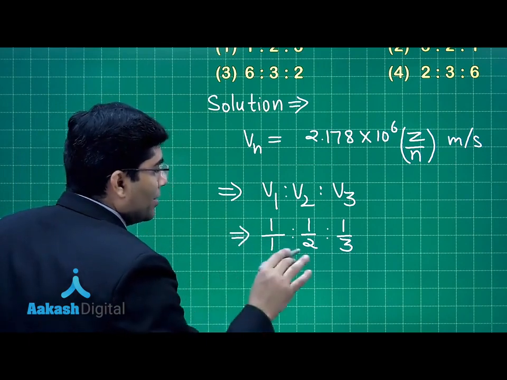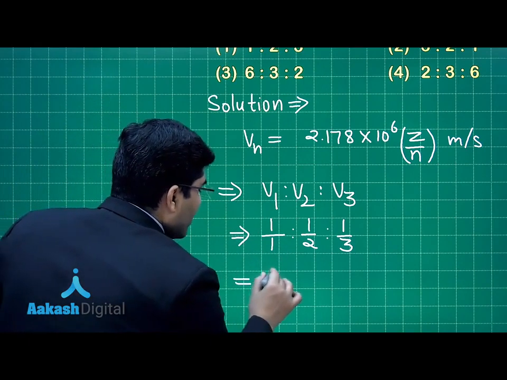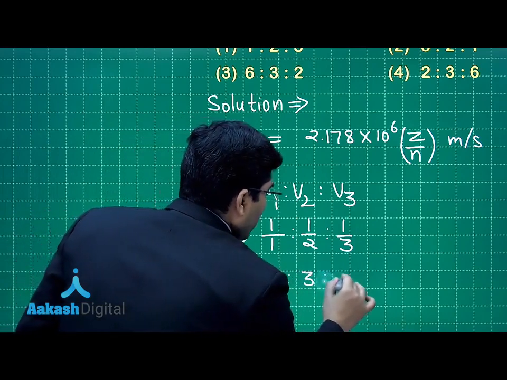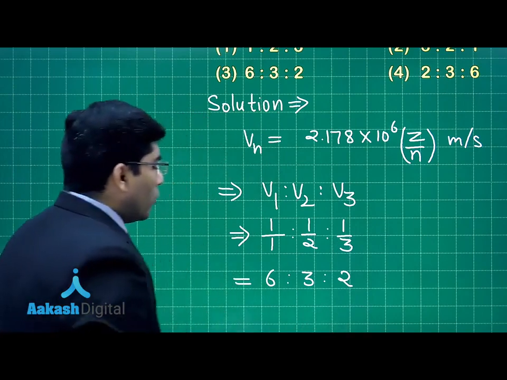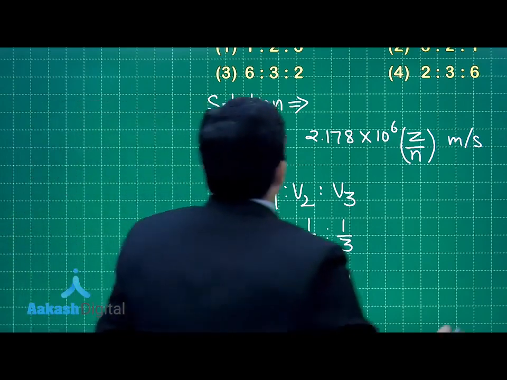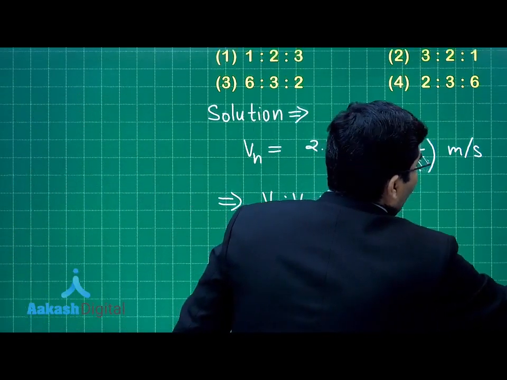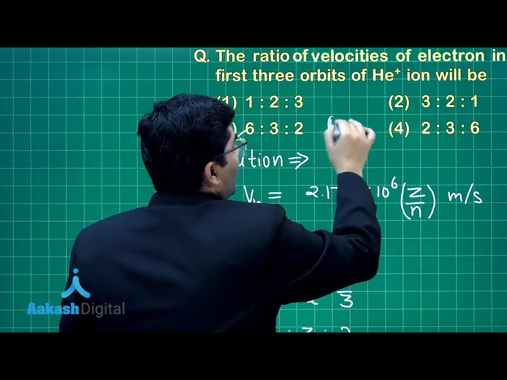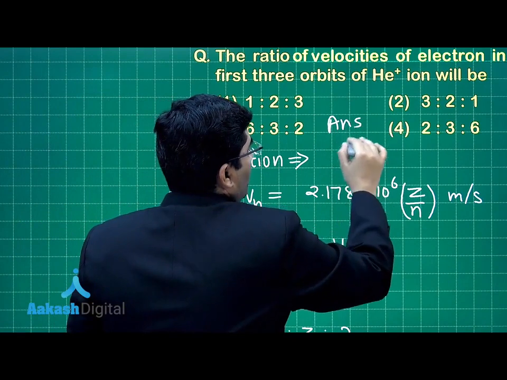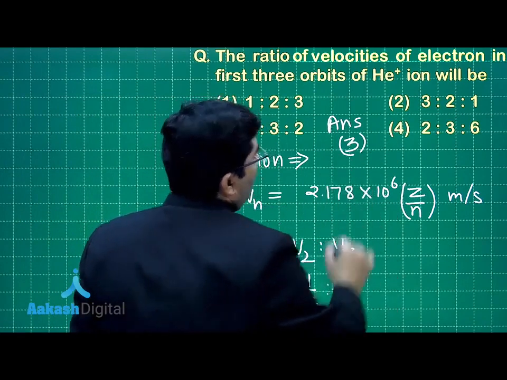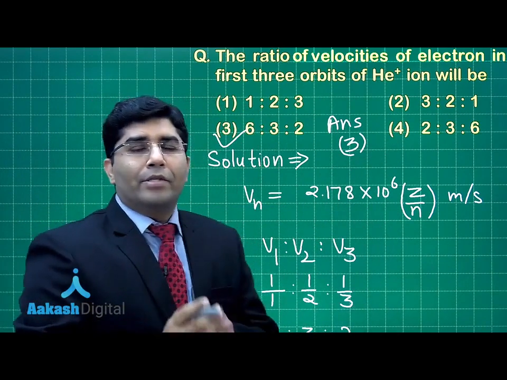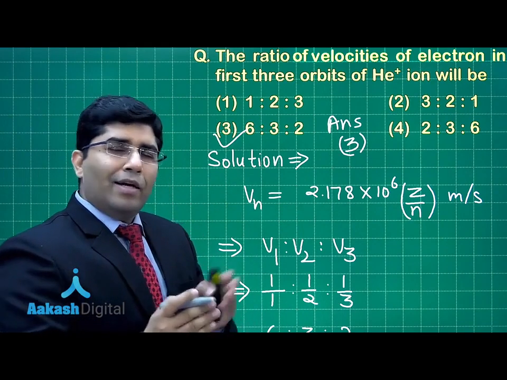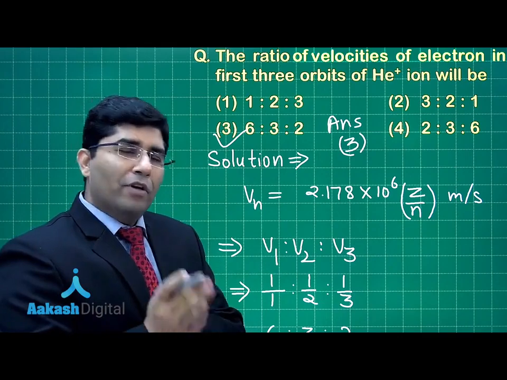Multiply this by 6, we will get 6:3:2. So this is our final answer. Let's check which option is correct. So option 3 is correct, therefore the final answer is option number 3. Now guys, after solving these questions based on the Bohr model, let us discuss its success and limitation.